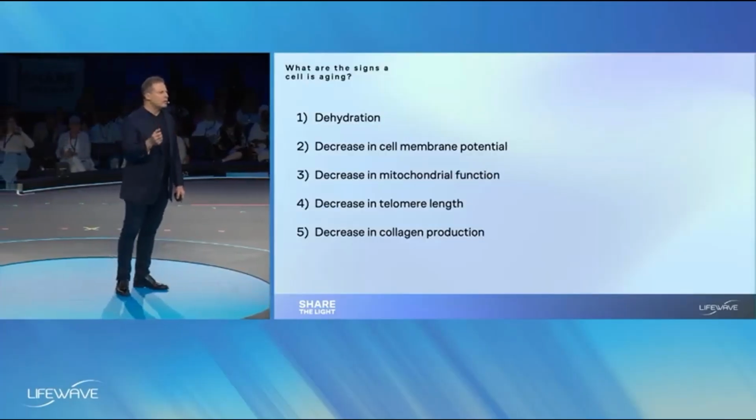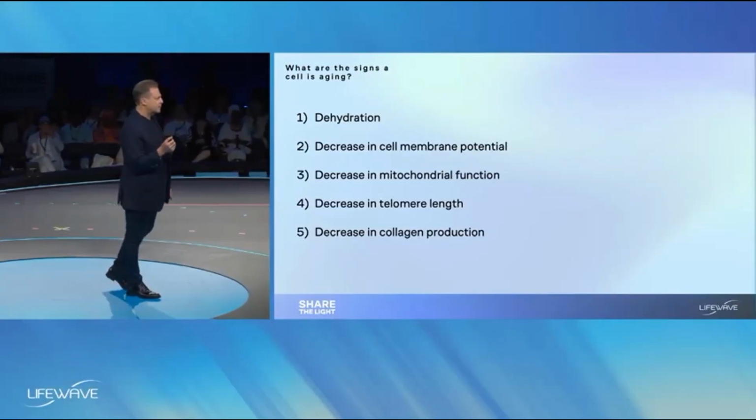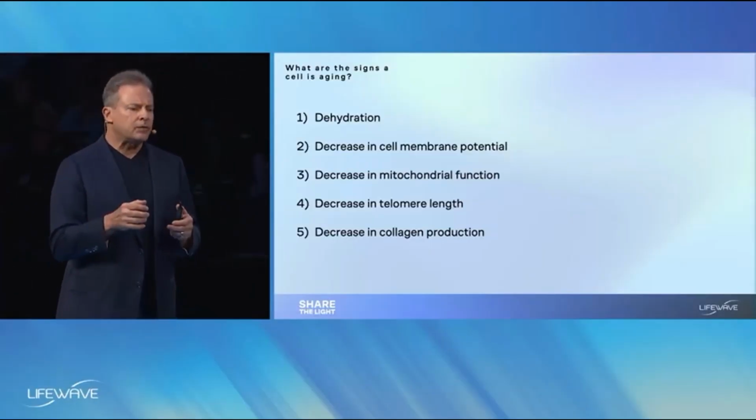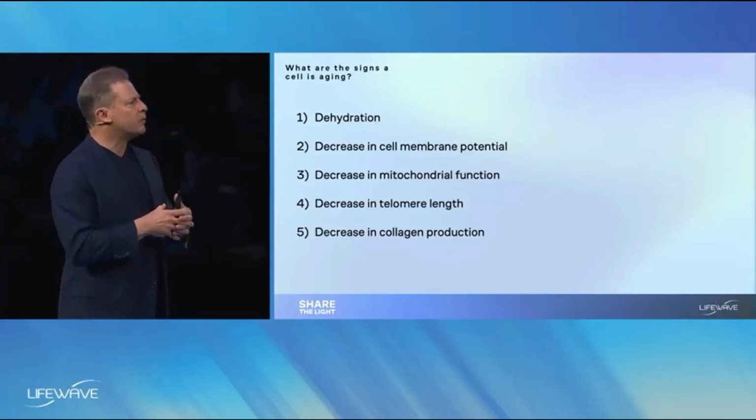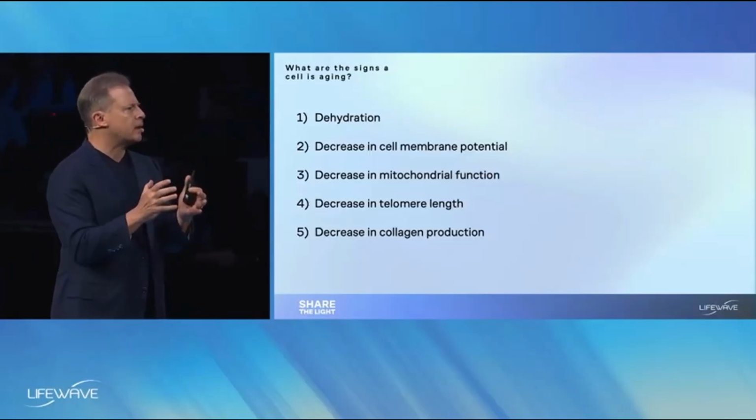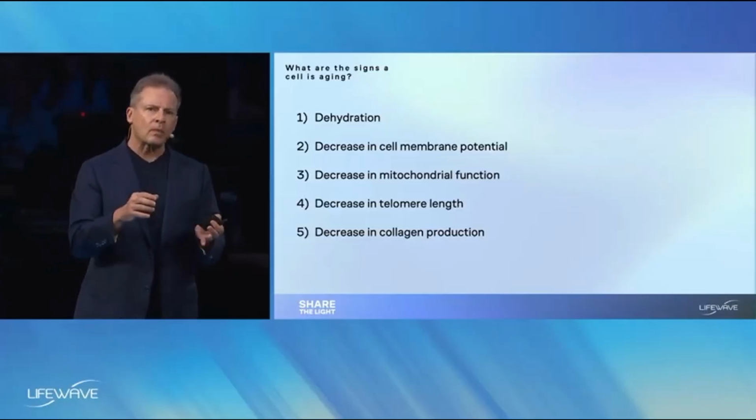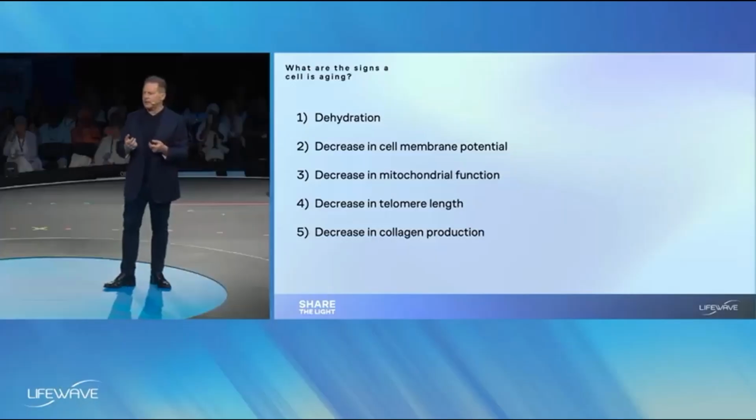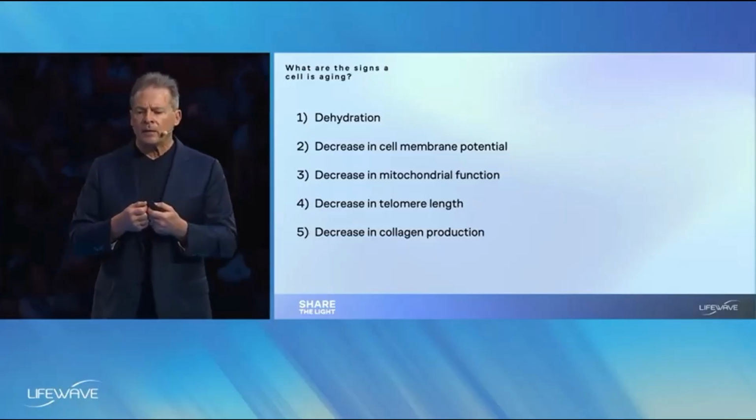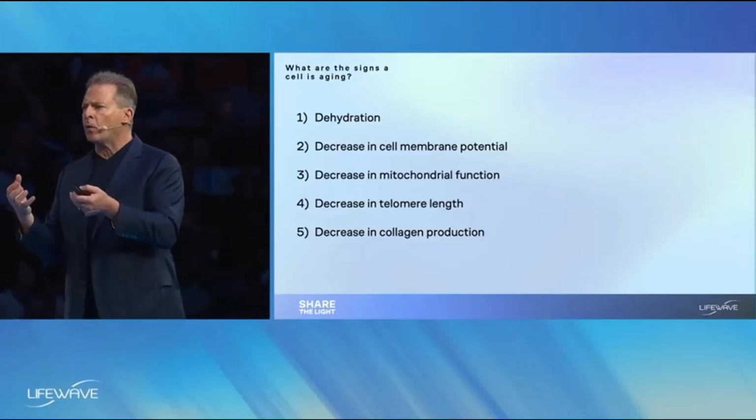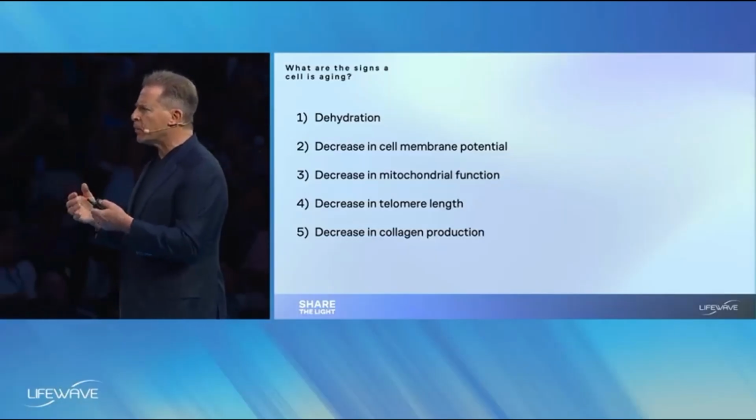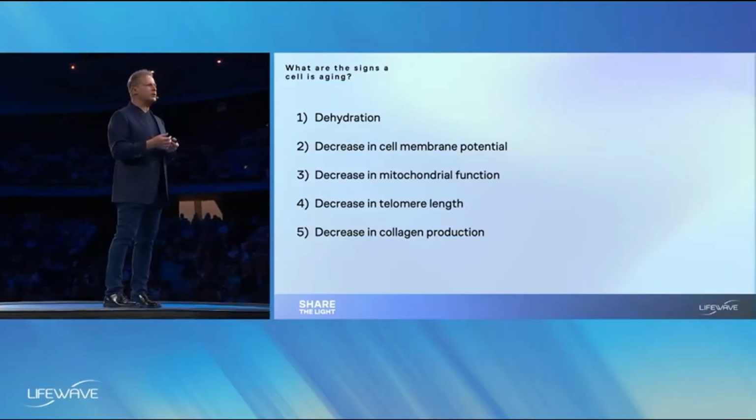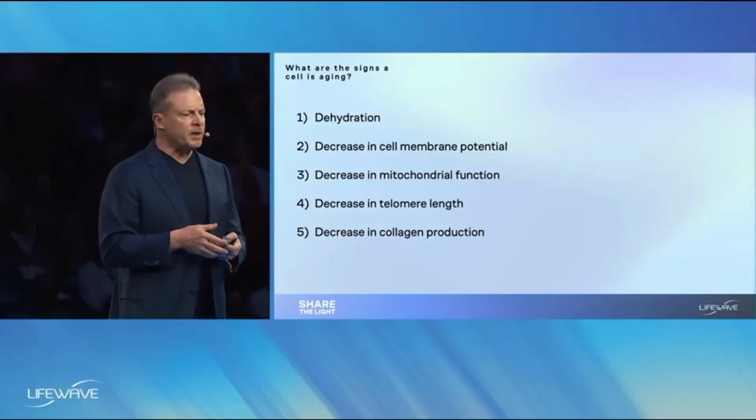One is, we know that as cells age, they become more and more dehydrated. Part of this is linked to collagen production. So if we think of collagen like a jello that holds water, and collagen production begins to decline at around age 25, then it makes sense that the cells can hold less water. So this is a very important concept. We want to be able to improve hydration if we're going to change the way that people age.